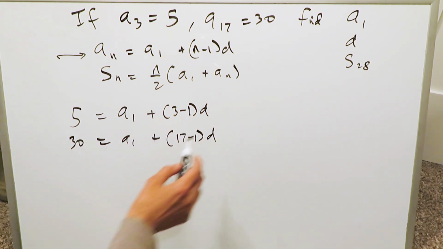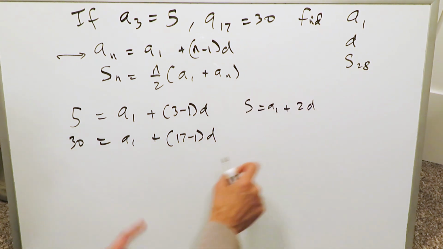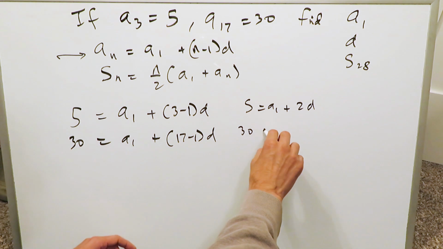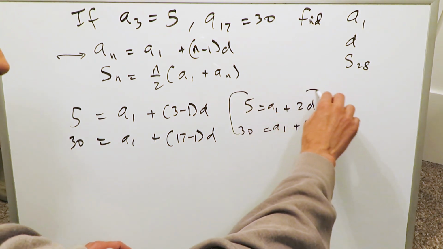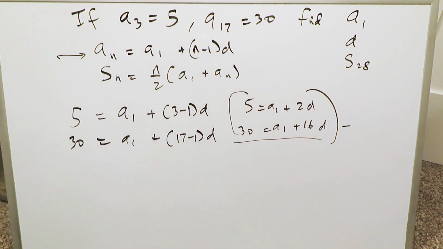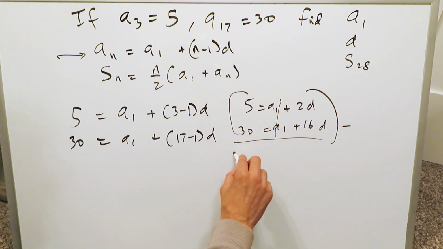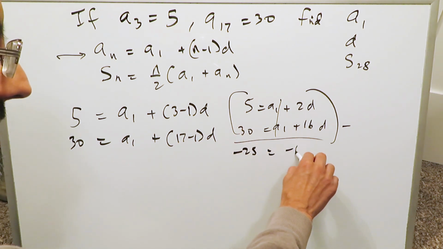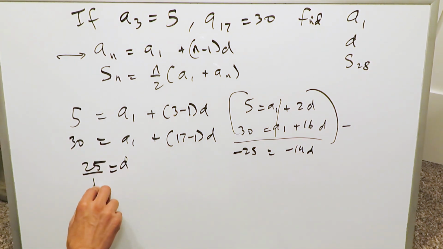And now if you clean everything out, you have 5 is equal to a1 plus 2d. Here you have 30 is equal to a1 plus 16d. You have a system of linear equations right here. You can take the two items and subtract them. The a1 terms will cancel, and what would you have? You would have here a minus 25 is equal to a minus 14d. Your common difference here is equal to 25 over 14. Each term is going to be 25 over 14 units more than the term before it.